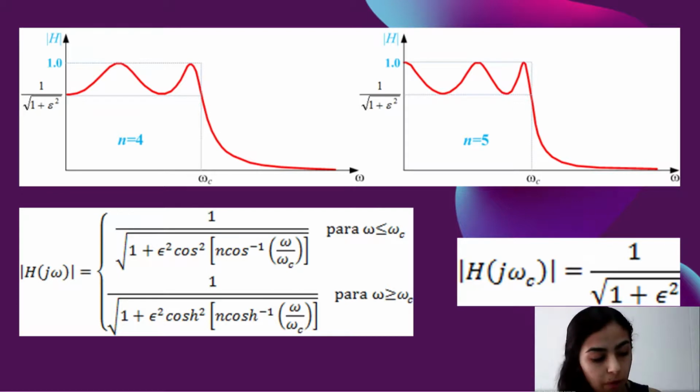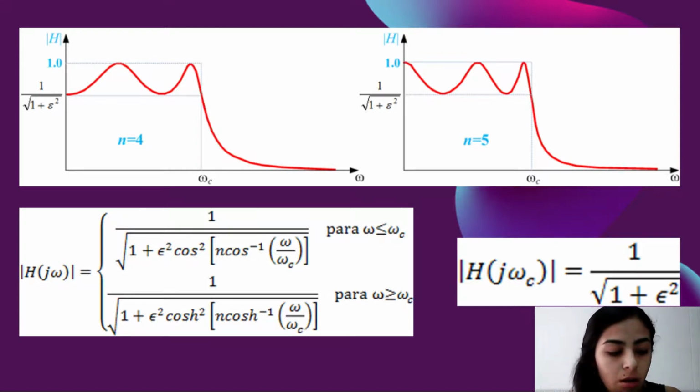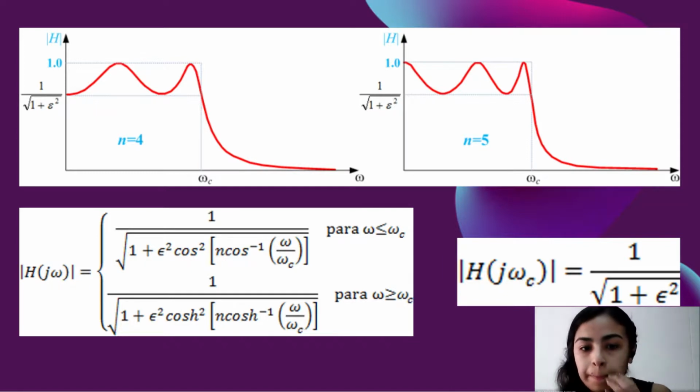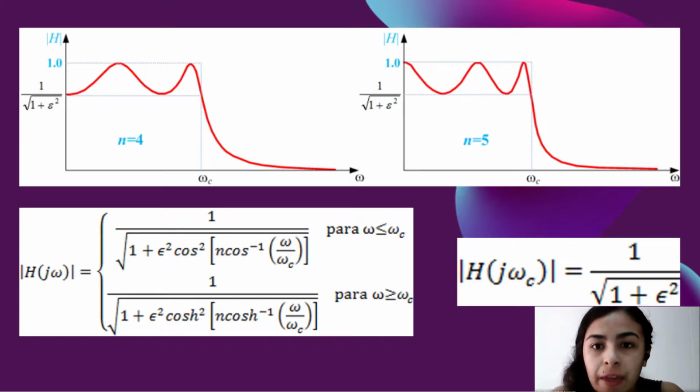The attenuation for this filter can be found using the given equation. Finally, the transfer function of the filter is this, where k is a constant equal to the DC gain required in the filter. Thanks for your attention.